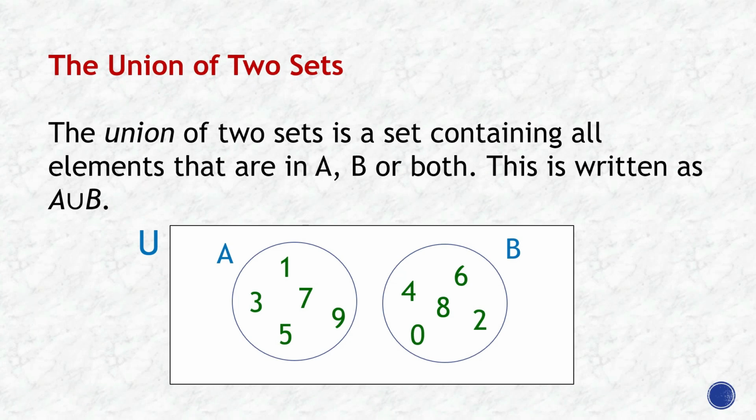Now, the union of two sets is a set containing all elements that are in A or B. This is written as A union B. Here in this situation, we don't have any intersection whatsoever. For set A, we have 1, 3, 5, 7, and 9. Those are odd numbers. And then for set B, we have these even numbers: 0, 2, 4, 6, and 8. So the intersection of the two is a null set. There's no intersection. But if we combine the two, that's the union, which is equivalent to the universal set.